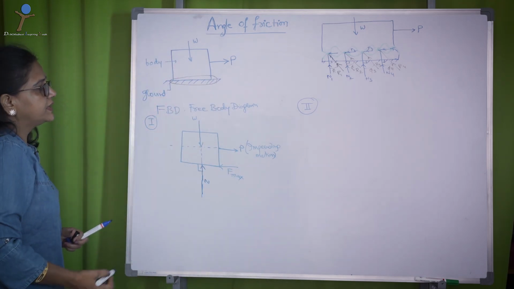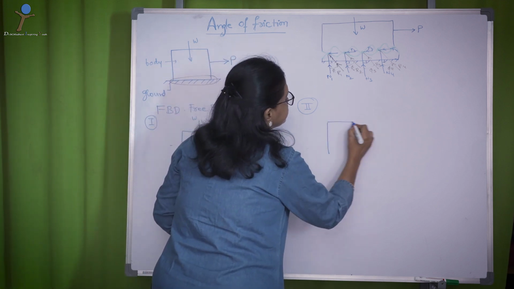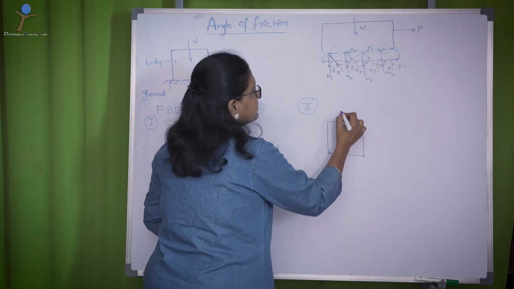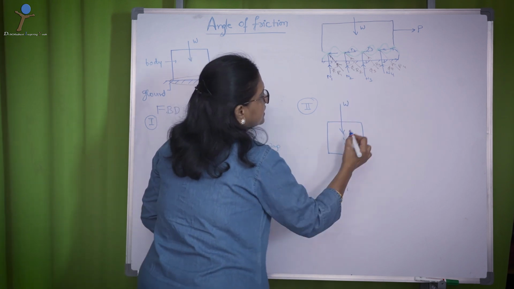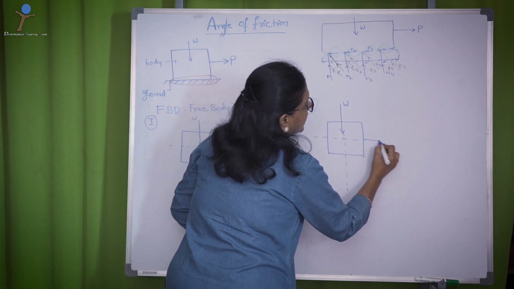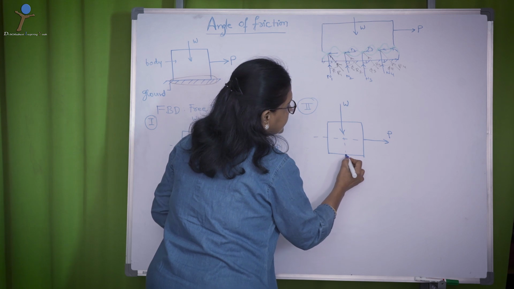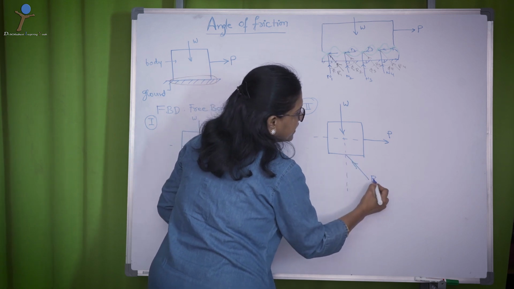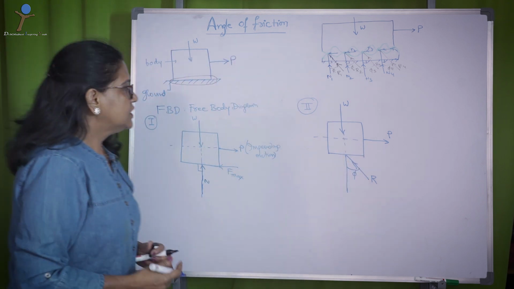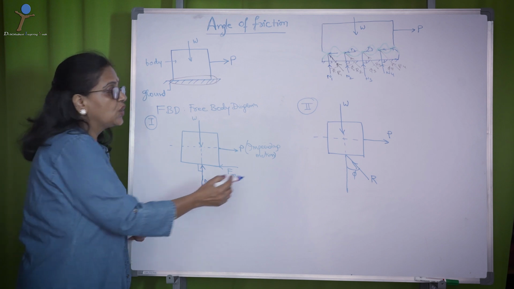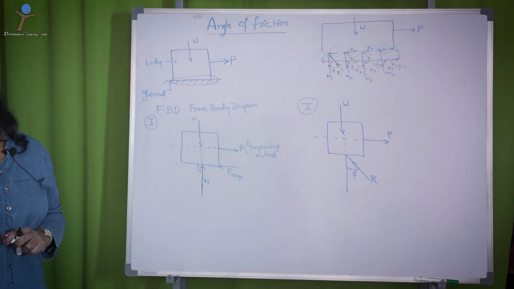So, combinedly, I can represent now the same system with W as a weight and applied force in the horizontal direction, and the resultant R making an angle phi with the vertical. So, you can replace F max and N with R and phi. So, this is another way of representing.